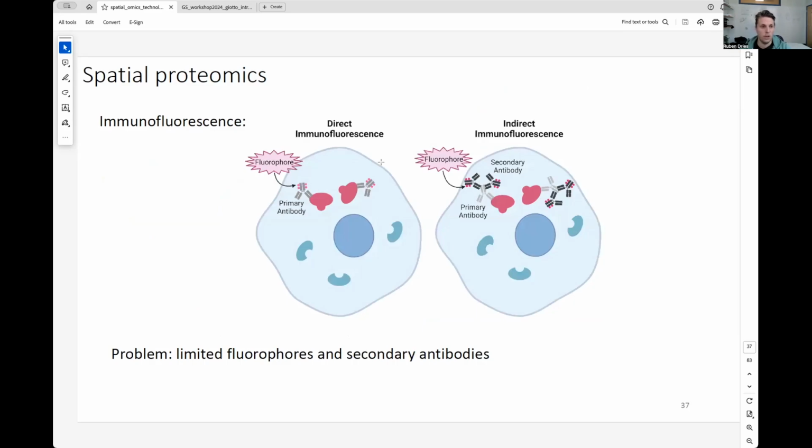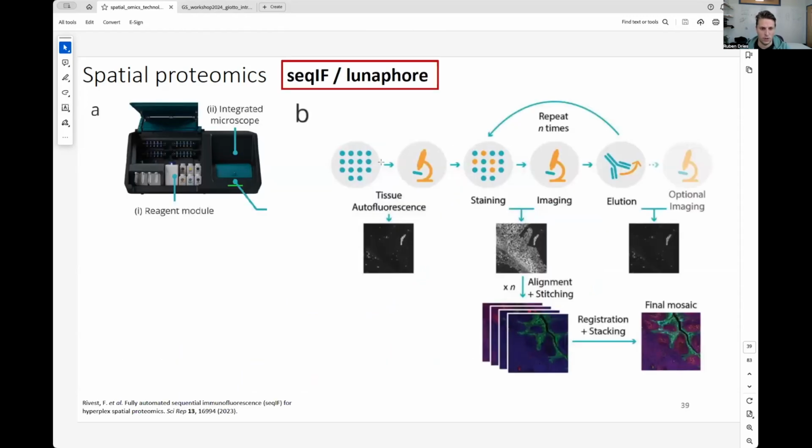All right, so really quickly, spatial proteomics. Spatial proteomics is actually like your immunofluorescence. You have a protein, you have an antibody that recognizes a specific antigen from a protein, and that antibody has a fluorophore, so you can measure that. But now you're limited to your fluorophores and secondary antibodies. So a solution is, and there are many solutions, but we're just highlighting one, different types of multiplexing strategies.